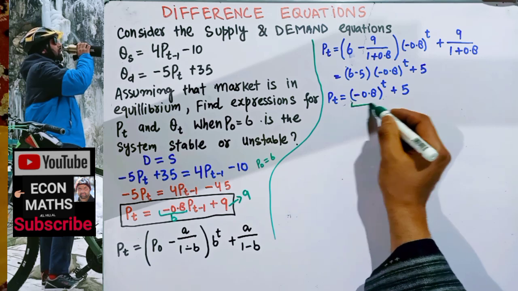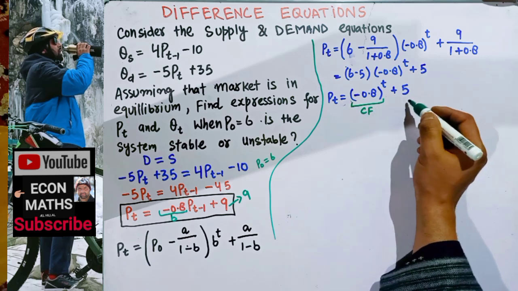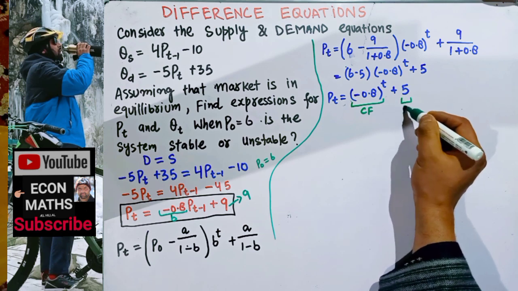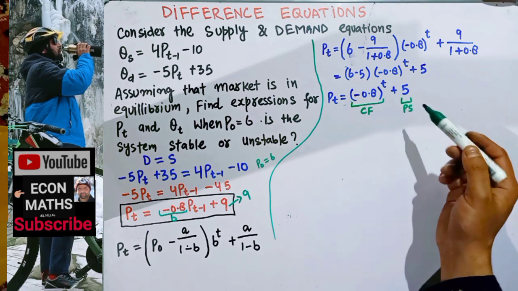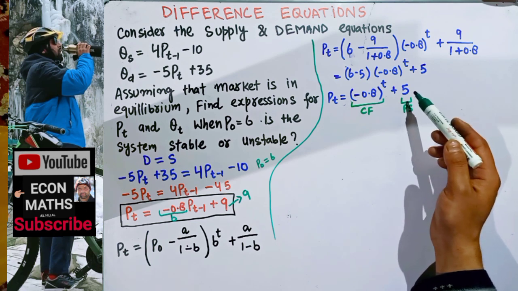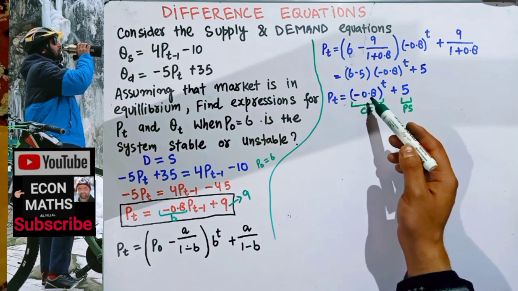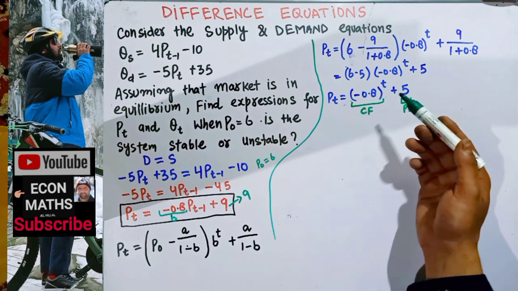The first term on the RHS is called the complementary function, and this constant here is called the particular solution. The particular solution expresses the intertemporal level of price, and this complementary function represents the deviation from that equilibrium.